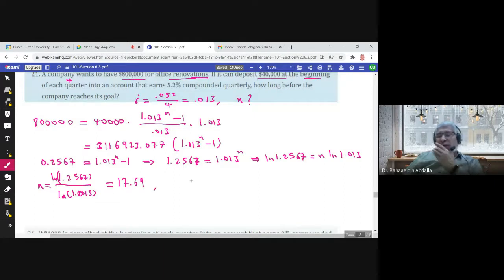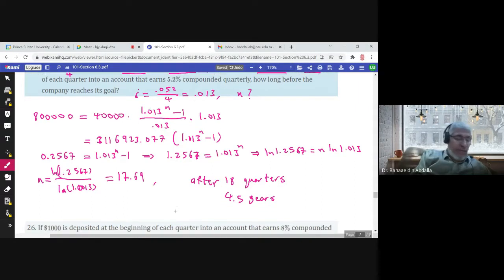It takes 18 quarters. And 18 quarters, if you divide 18 by 4, you get 4.5 years. Okay, you can say 4.5 years, or you can just leave it 18 quarters. That's the answer.